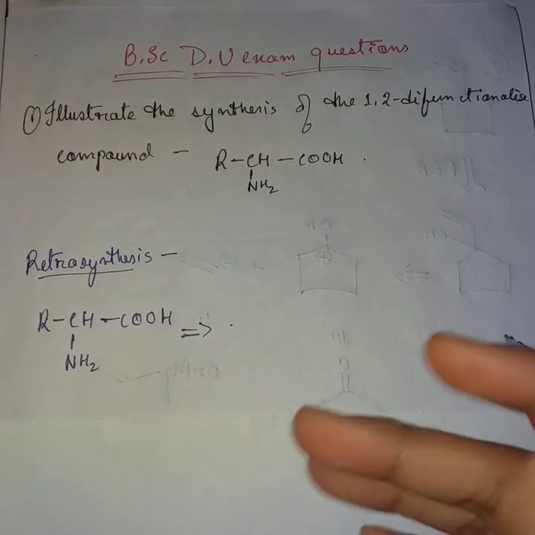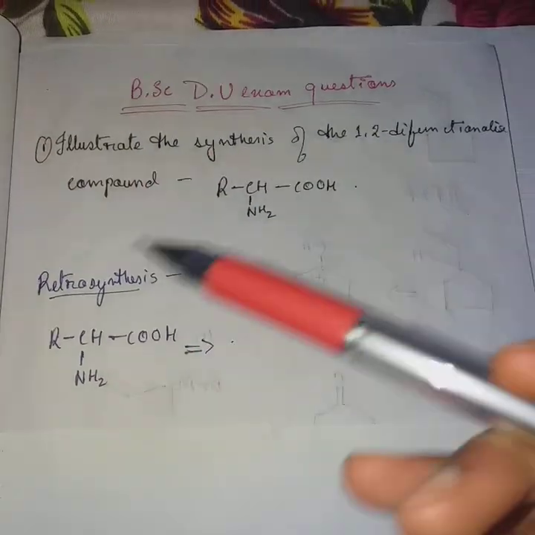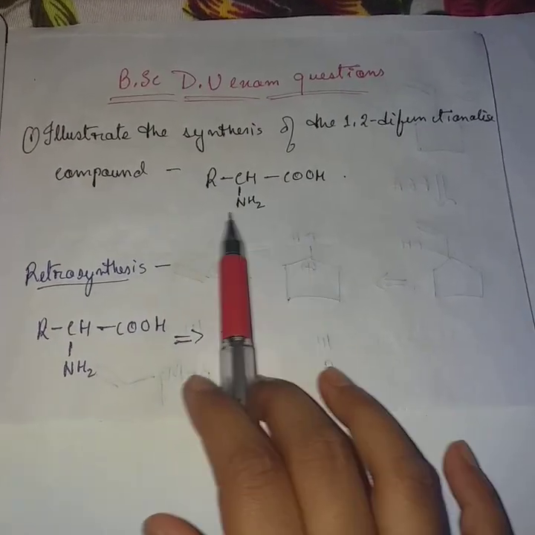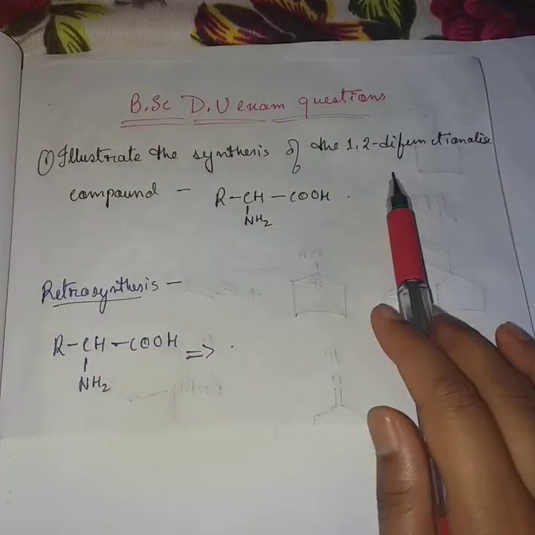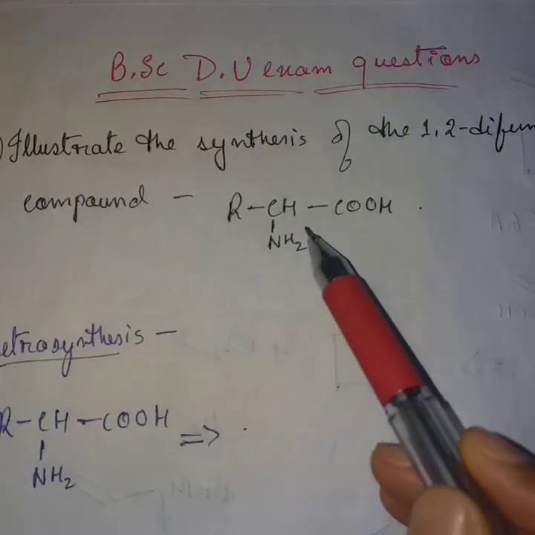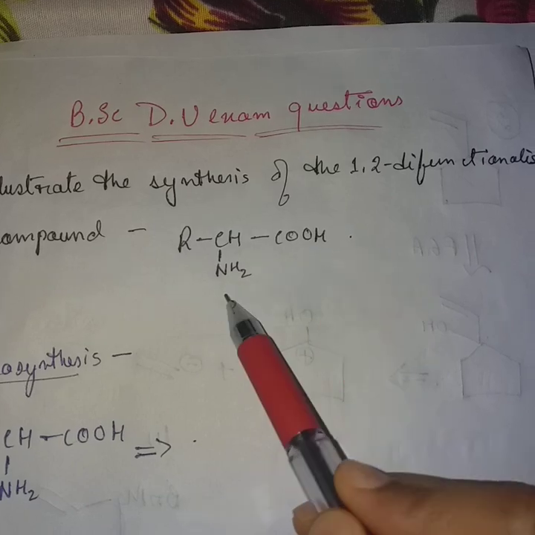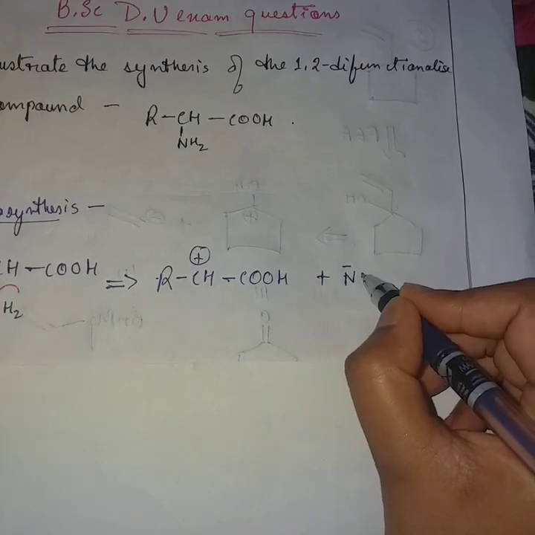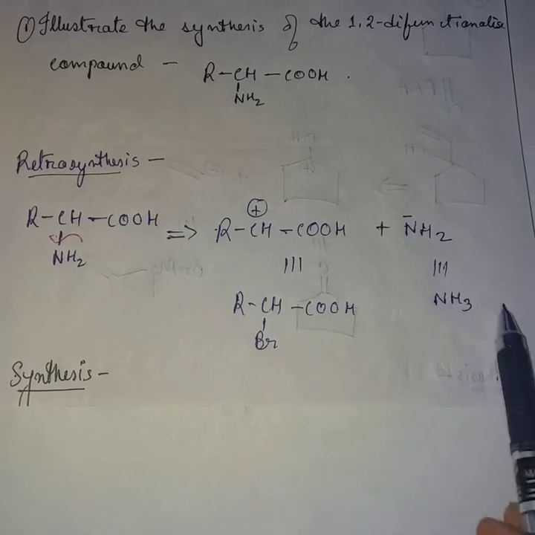I am moving a bit faster. Please note everything. Now we will solve a few questions of the previous year question paper. This was one of the questions. We are asked to synthesize this. This is a 1,2 difunctionalized compound. 1,2 difunctionalized means in this carbon there are two different types of functional group. We will disconnect here so that we get these two synthetic equivalents.